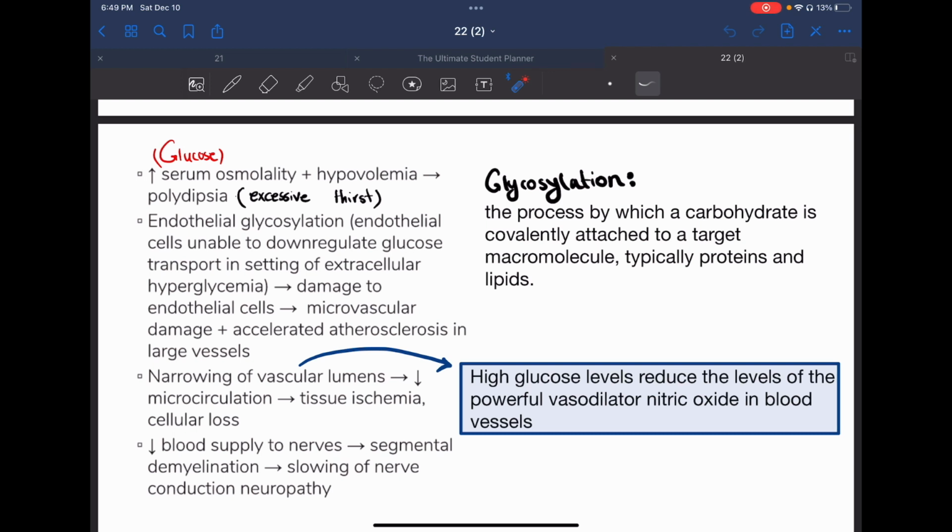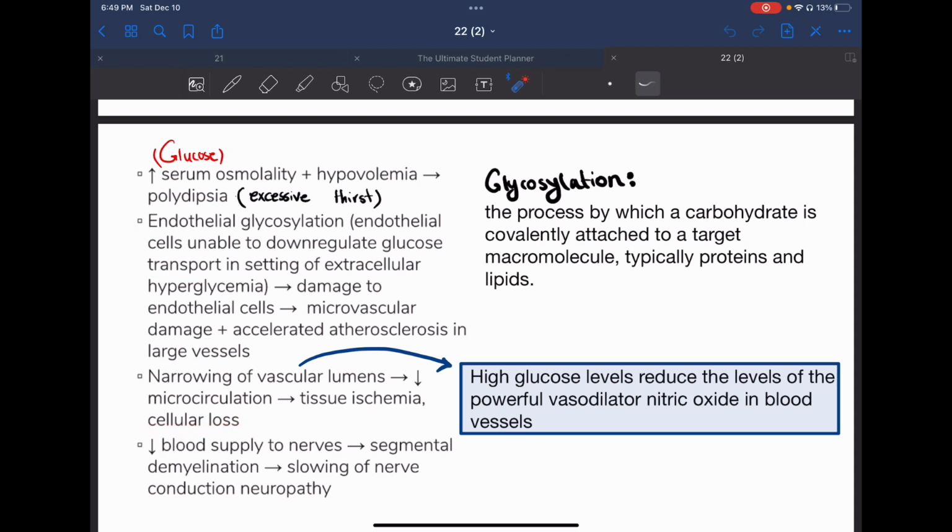Another thing that happens is that a higher glucose level actually reduces the level of the vasodilator nitric oxide. Nitric oxide, or NO, is a vasodilator, and the glucose reduces the amount of nitric oxide in the blood, and that makes a narrowing of vascular lumens, and that leads to tissue ischemia, which means a lower amount of oxygen to the tissues. So that makes the cells actually die.